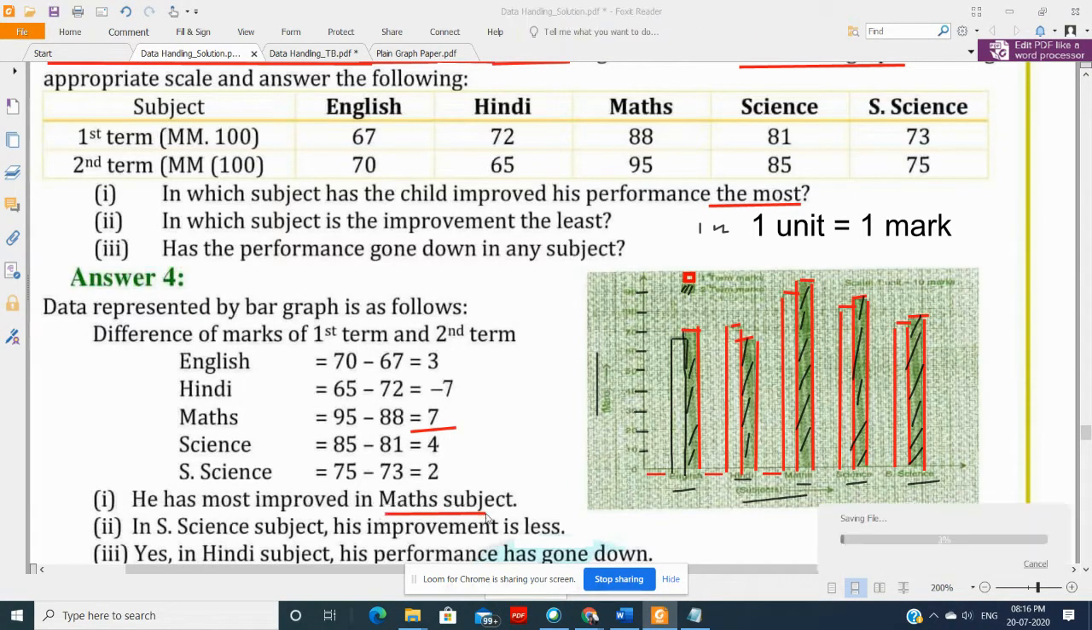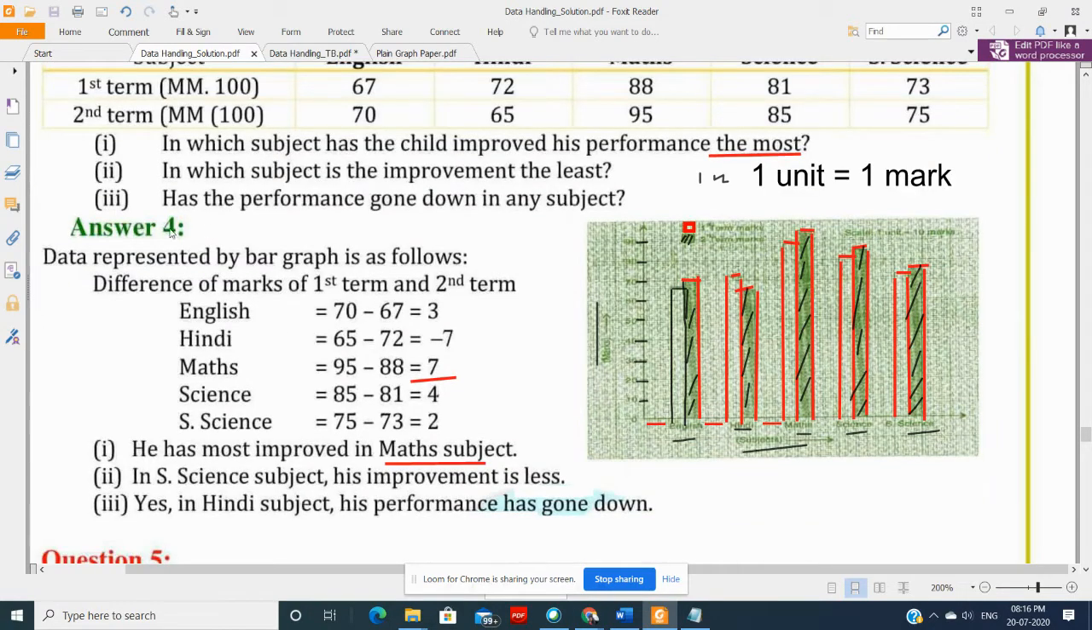Now let's see how we can see this from the graph. Can you see the graph? The bars of the maths subject are the highest bars, all right? And the difference also is the highest. So we can say that he has improved the most in maths.